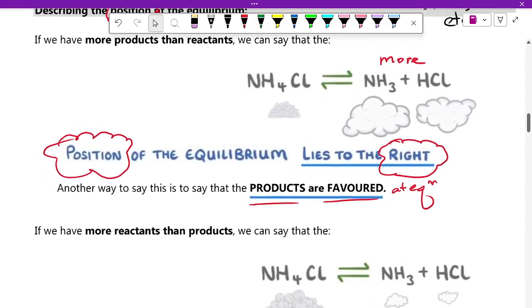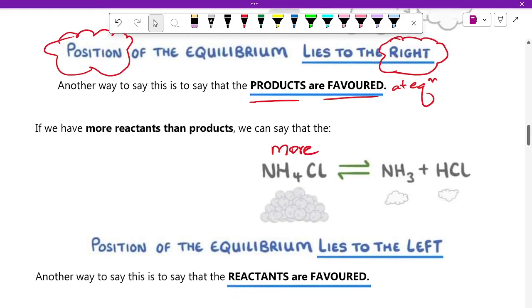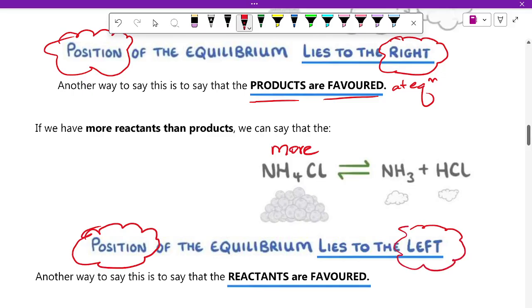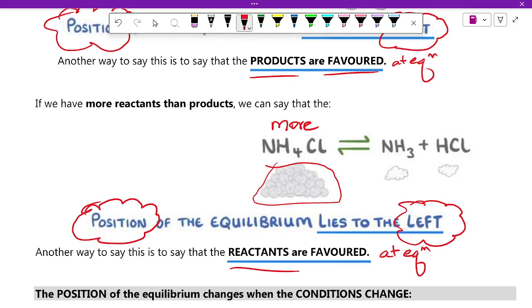Now, obviously, the reverse of that is also true. If we have more reactant than product, then the position of the equilibrium lies to the left. Instead of the products being favored, the reactants are favored at equilibrium. Yes? If it's favored, how can it be at equilibrium? Because the position of the equilibrium sits there. We just have more of this. It just sits there with more of it than the other one. Okay.